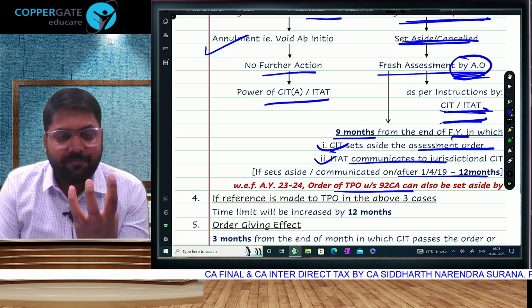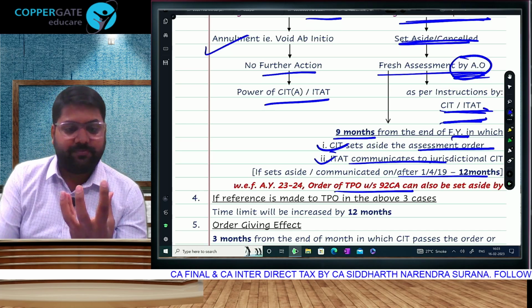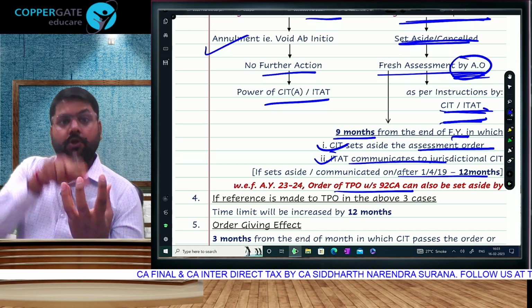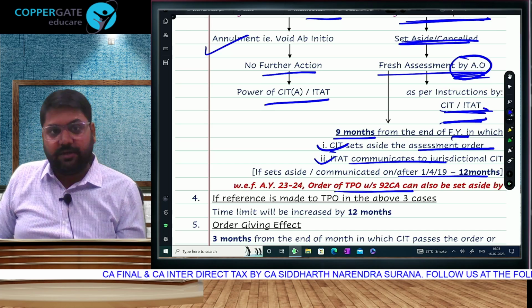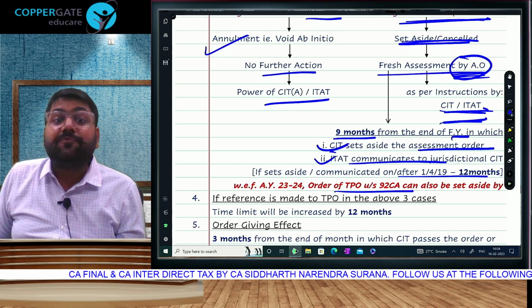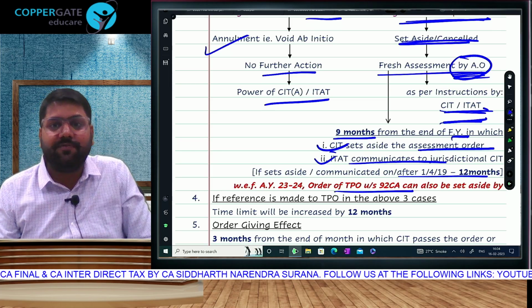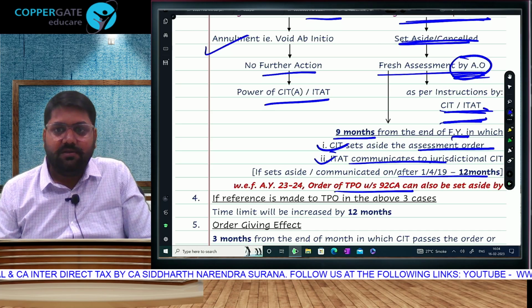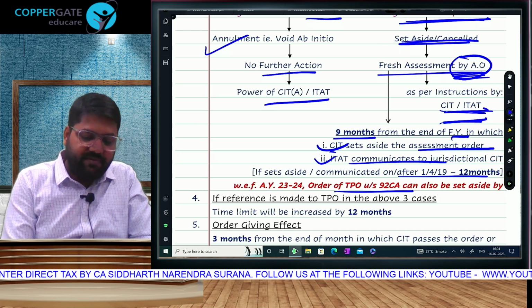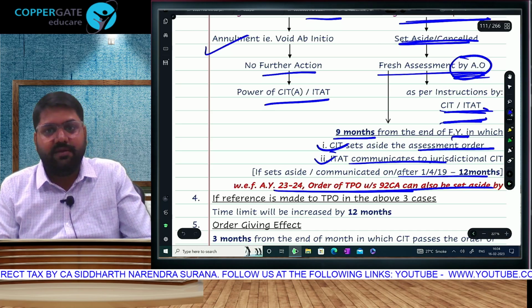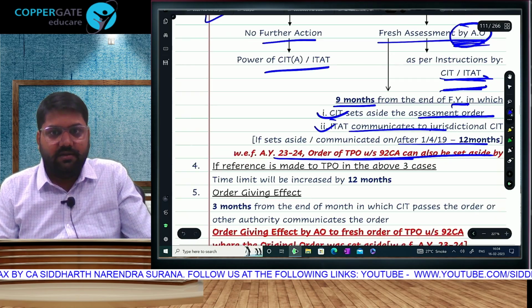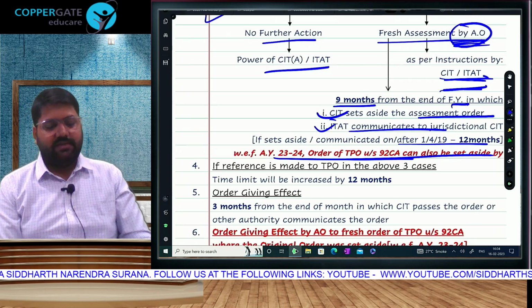So, understand, TPO computed ALP. This is an amendment, so I am explaining. TPO computed ALP. On the basis of that ALP, assessing officer passed assessment order. But we are setting aside the TPO's ALP order. Automatically, assessment order will also change. Understood or no? So, with effect from AY 23-24, even order of TPO can be set aside.